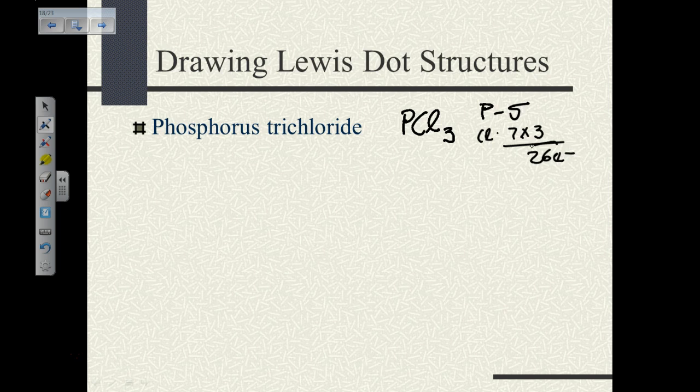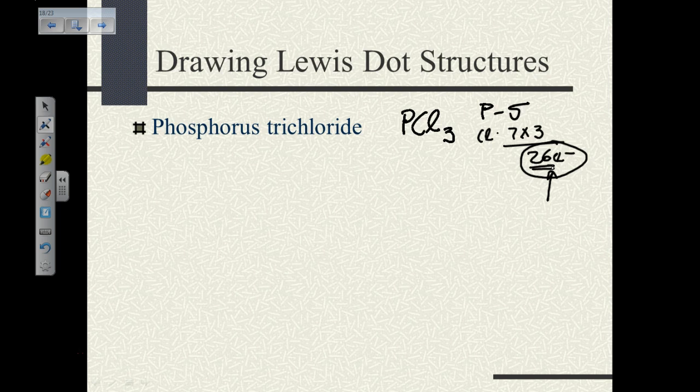Now that number of electrons is how many electrons we're going to place around the Lewis structure in total. We can't have any more or less than 26 electrons, so we need to make sure at the end that's how many we have. This is the number one reason why people mess up Lewis structures: they forget that there has to be the correct number of electrons in the structure.